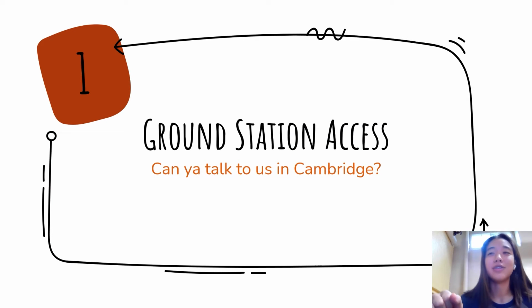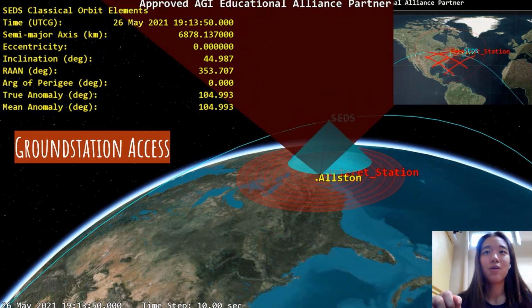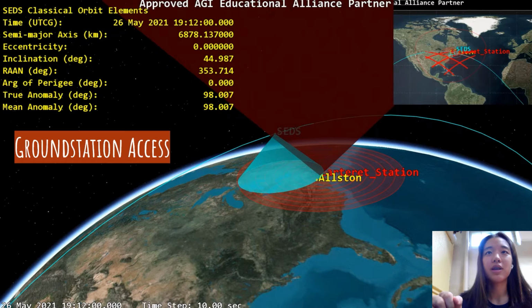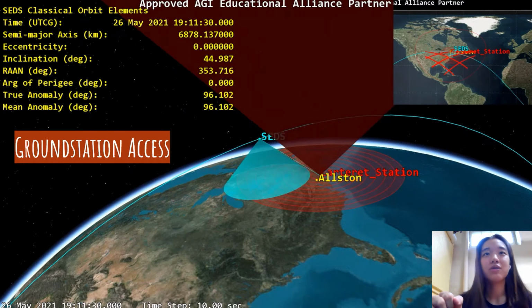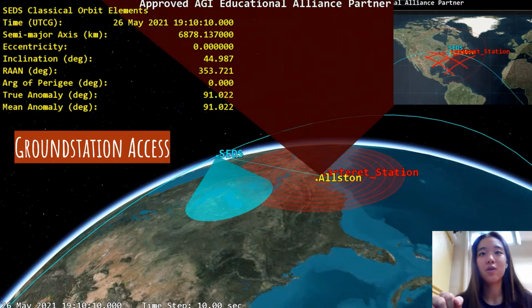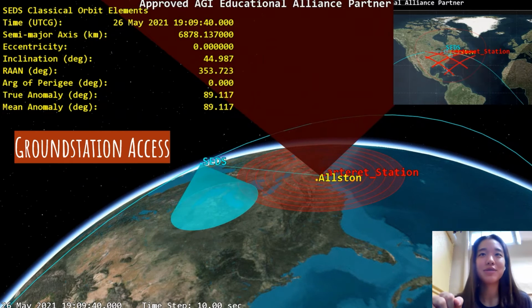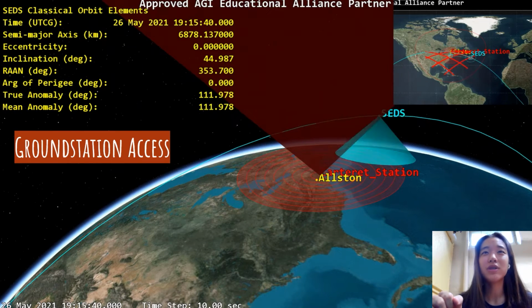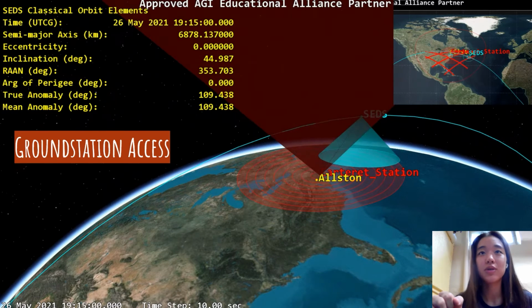So let's look at some of these examples in a bit more detail. The first is ground station access. We just want to check, can the small CubeSat talk to us in Cambridge? So in this example, we can see that we're calculating access between a CubeSat satellite and a ground station in Cambridge, Massachusetts, hopefully on our new engineering building that's going to come up. And we just want to see at what time intervals we can actually communicate between the two.